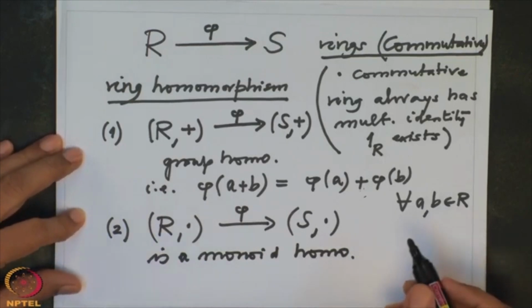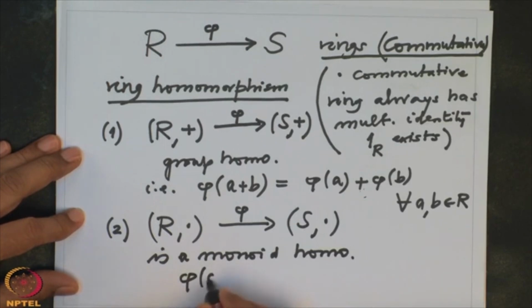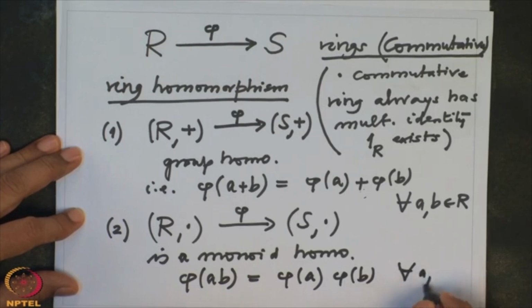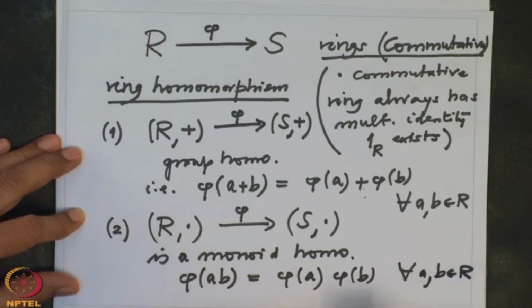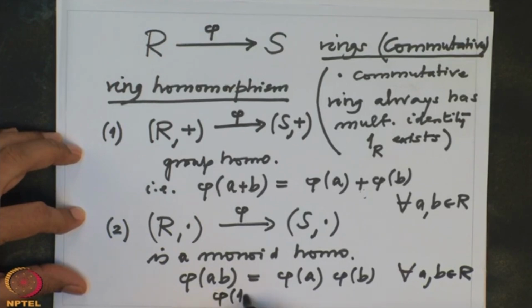Monoid homomorphism means it respects the multiplication. So phi of A times B equals phi A times phi B for all A, B in R. And again, for the last time I will say that this multiplication is in R, and this multiplication of the images is in S. In addition to this, usually it is also assumed that phi of 1_R equals 1_S.